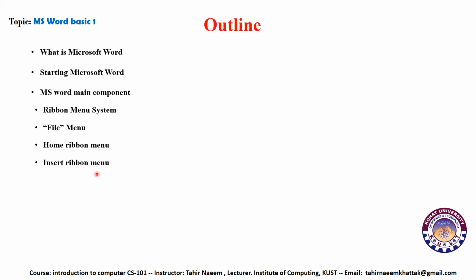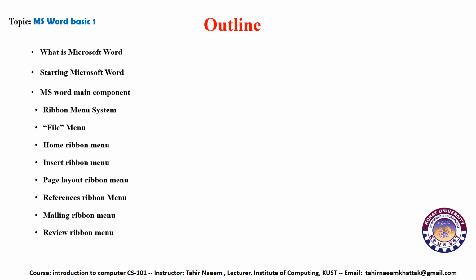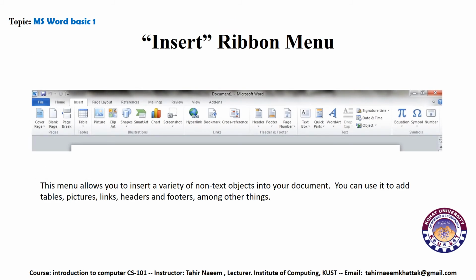Then we will discuss the insert ribbon menu system. So this is the Insert tab. Whenever we select Insert, these groups will appear before us. This menu allows us to insert a variety of non-text objects into our document. We can use it to add tables, pictures, links, headers, photos, among other things. So these are the different groups. We will highlight them group by group.